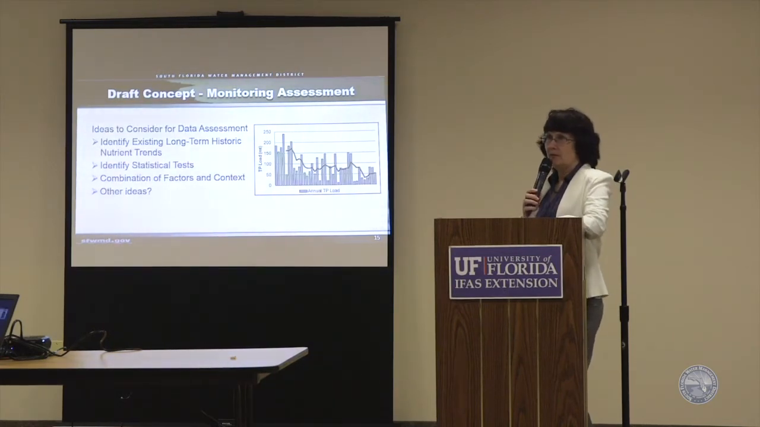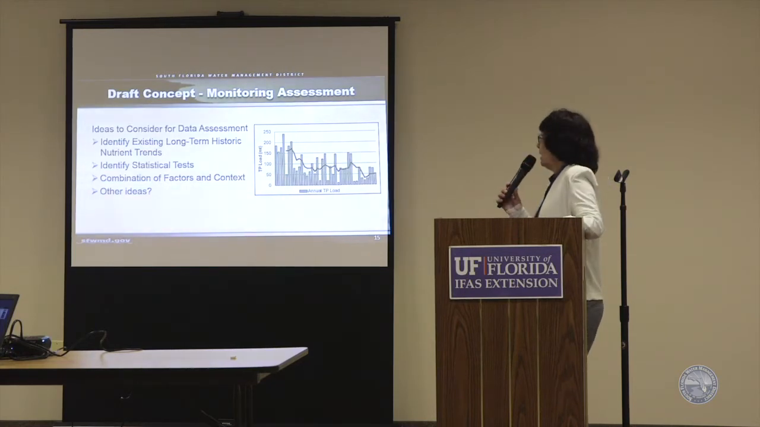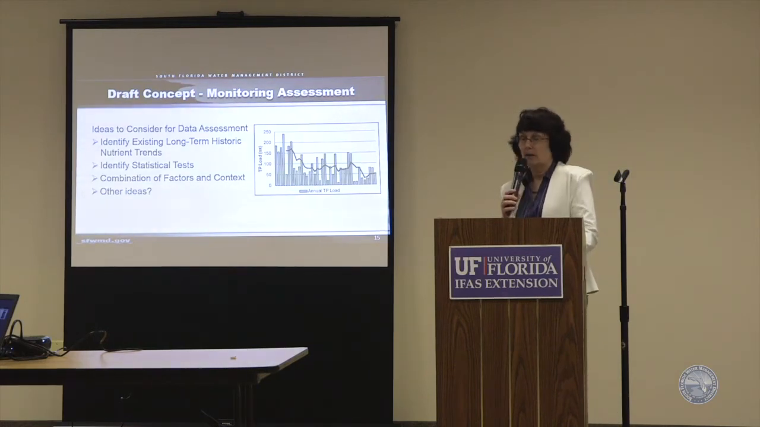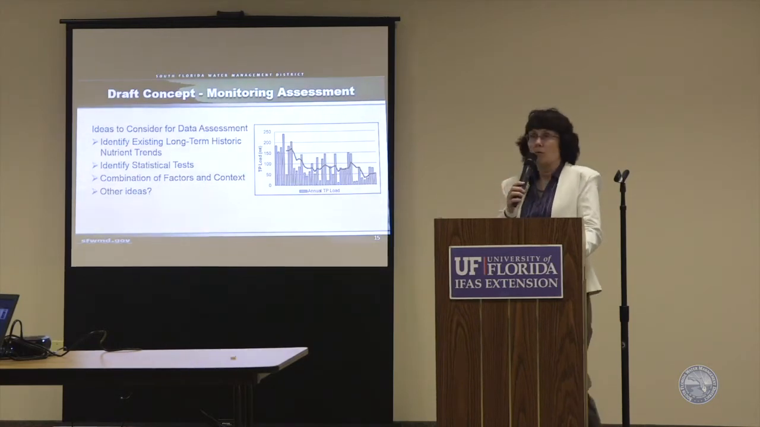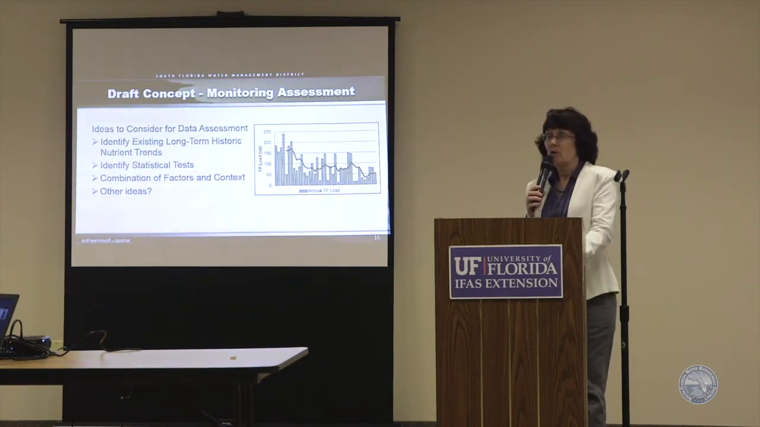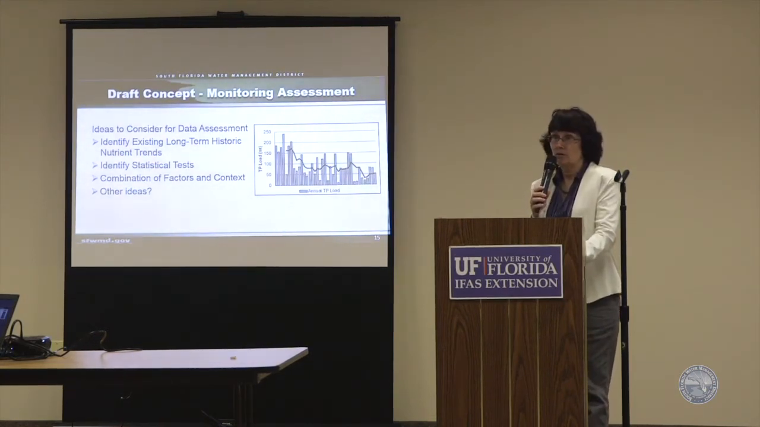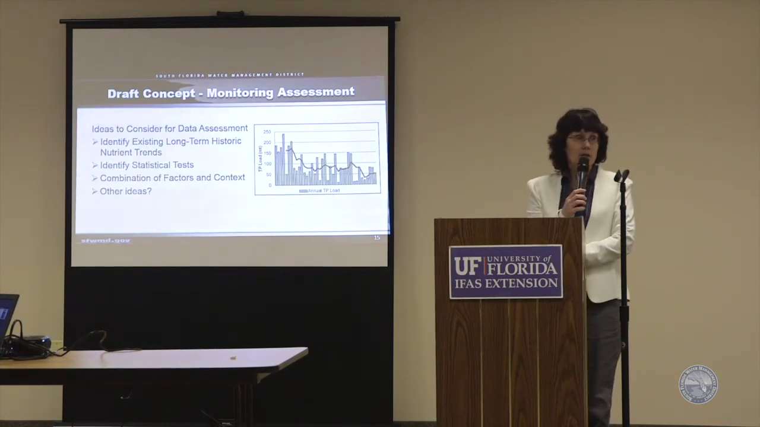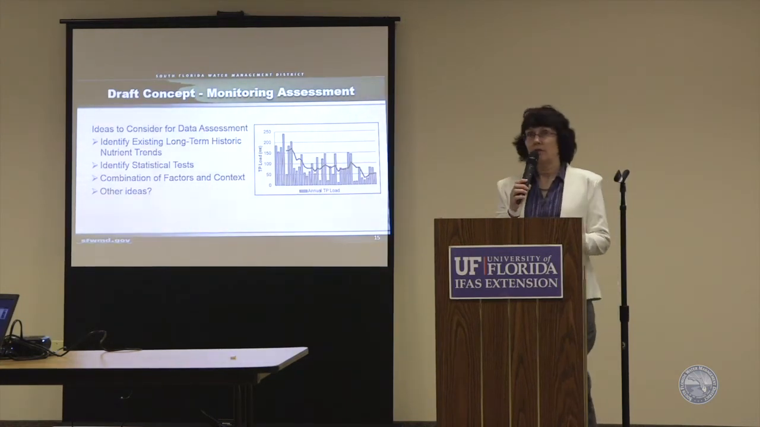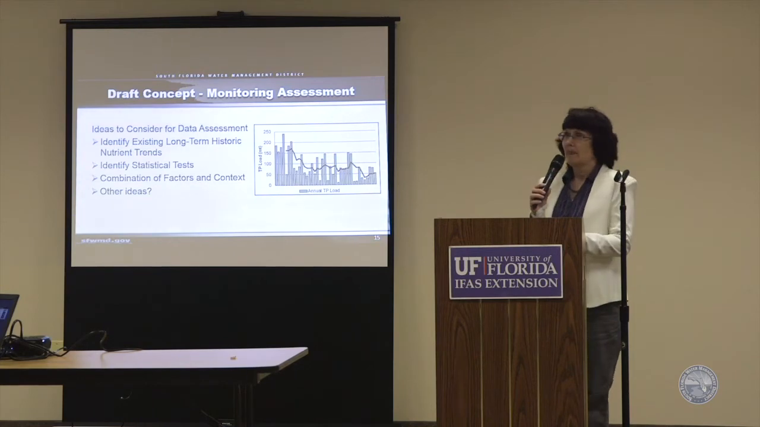So once we have the data from our network, and I failed to mention on that last slide, again, we can look at also the data that's in WIN. Then we will need to assess that data and determine what actions need to be taken. So we would want to look at, are there existing long-term trends? We would want to identify what kind of statistical tests we're going to use to evaluate the data. Will we simply use averages, or will we look at trend analysis? We may also want to consider a combination of factors and the context.